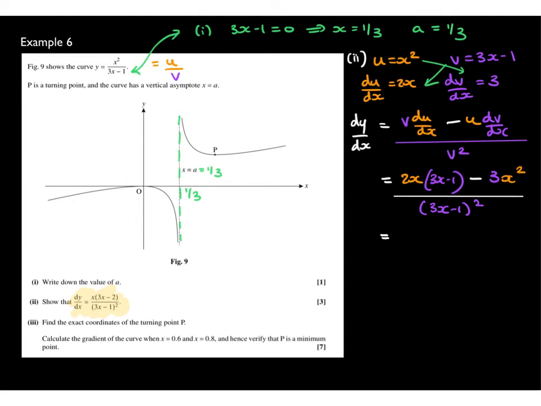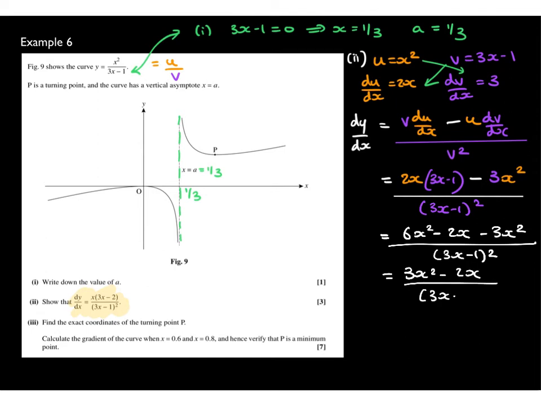So simplifying this gives us 6x squared minus 2x minus 3x squared all over 3x minus 1 all squared, and this then simplifies down to give us 3x squared minus 2x over 3x minus 1 all squared, which is essentially the final answer after a small amount of factorisation in the numerator. That is part 2, complete.